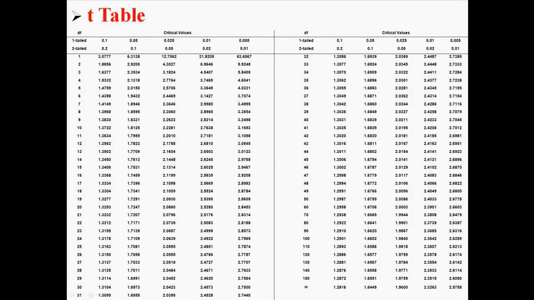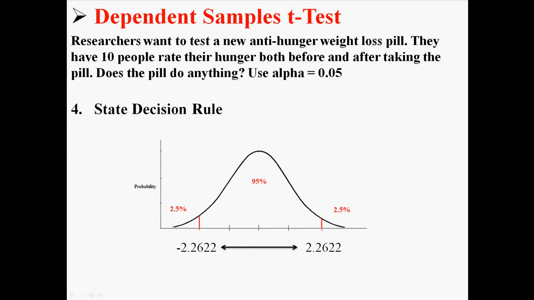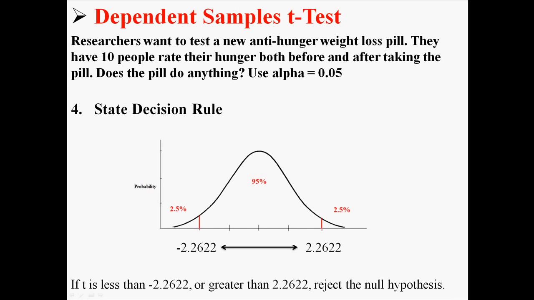So here is our t-table. It looks kind of complicated, but realize we're using an alpha of 0.05 that has 9 degrees of freedom. So I have those areas marked in red. And that means we're going to use a critical value of 2.2622. So that means we would expect our t to fall within negative 2.26 and positive 2.26. If it falls outside of that, we're going to end up rejecting the null hypothesis. And that's what our decision rule is. If t is less than negative 2.26 or greater than positive 2.26, we will reject the null hypothesis.